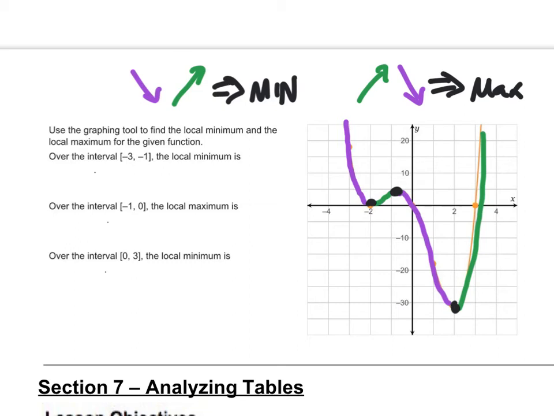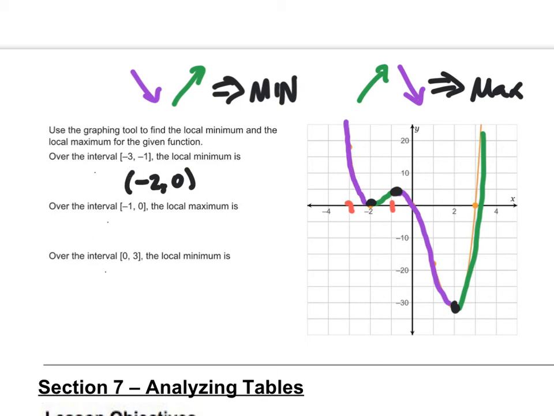And let me change my color to red. -3 to -1, okay, what is the minimum? And we're just looking over that small little interval, and our minimum is at the point 0, -2, okay? And that's where it changes from decreasing to increasing. So we have the point -2, 0. Okay, that is our local min.